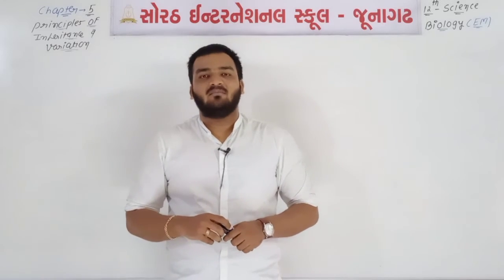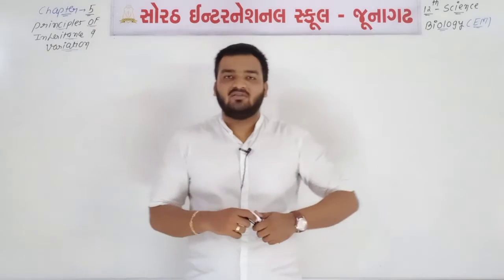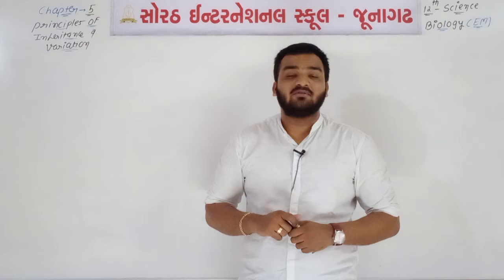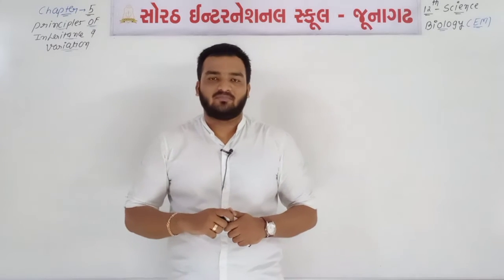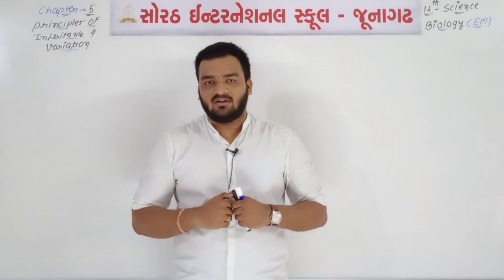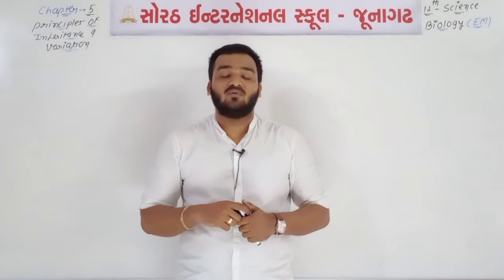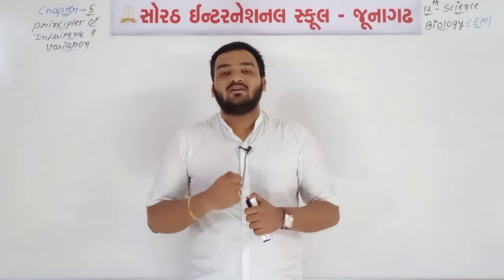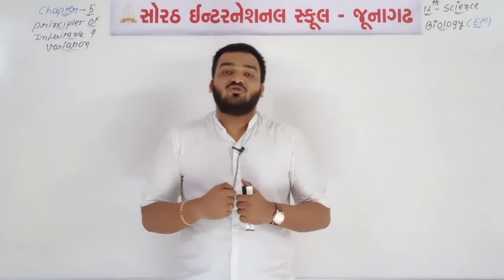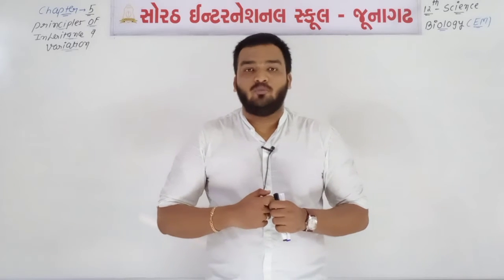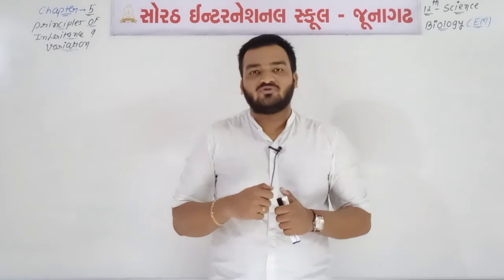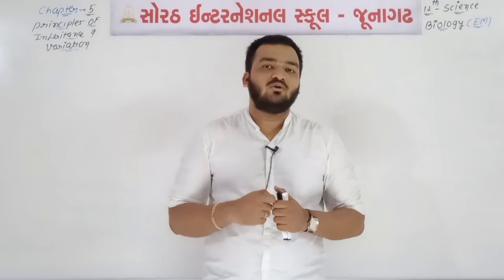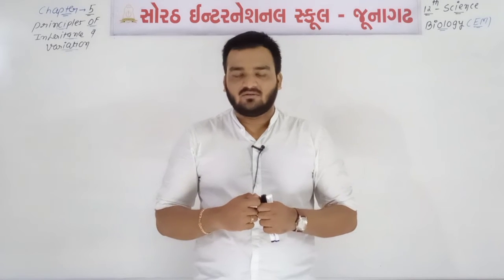We are learning 12th Science Biology, chapter number 5, the principles of inheritance and variation. In the last video lecture, we completed different types of examples connected with the question or the concept of codominance. Before starting today's lecture, we are going to revise the last video lectures at a glance.